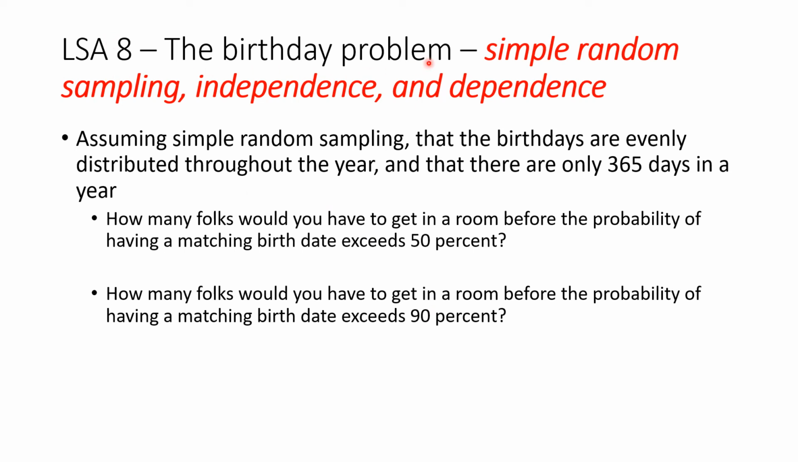LSA 8, the birthday problem, simple random sampling, independence, and dependence. Assume a simple random sampling, that the birthdays are evenly distributed throughout the year, and that there are only 365 days in a year. How many folks would you expect to get in a room before the probability of matching birth date exceeds 50%? Just to clarify this a little bit, you would want to have at least one birthday that matched. How many folks would you have to get in a room before the probability of having a matching birth date exceeds 90%?